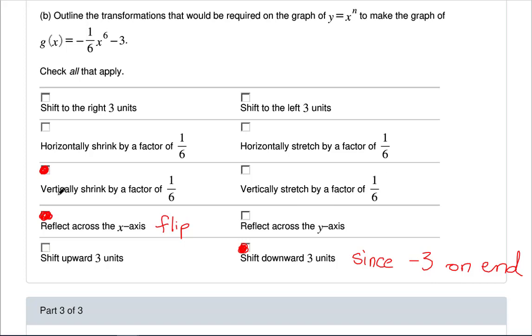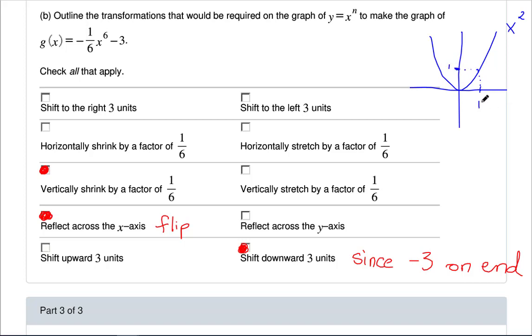Now, to think about this shrinking and stretching business, let's come over here to the side for a moment and take, for example, x squared. Here's x squared. And let's say I put in 1. Well, if I put in 1, 1 squared is 1.